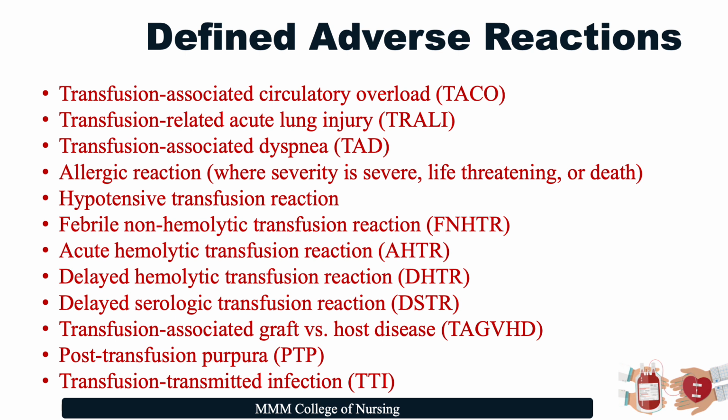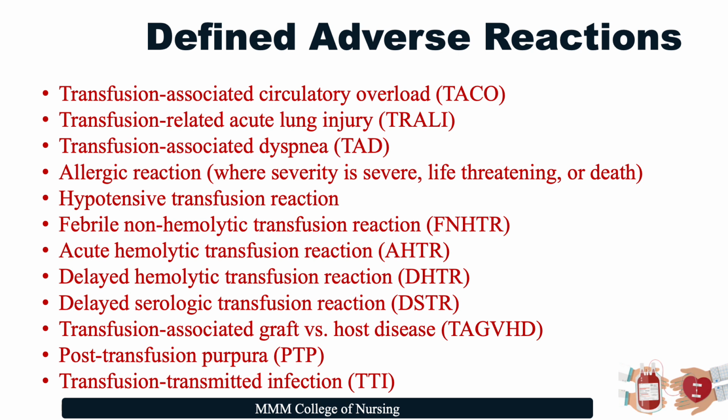The next is delayed hemolytic transfusion reaction, which is again hemolysis occurring days to weeks after transfusion due to an anamnestic immune response, that is a secondary immune response against donor red cell antigens. The next one is delayed serologic transfusion reaction, which is development of new red cell antibodies after transfusion without clinical or laboratory evidence of hemolysis.